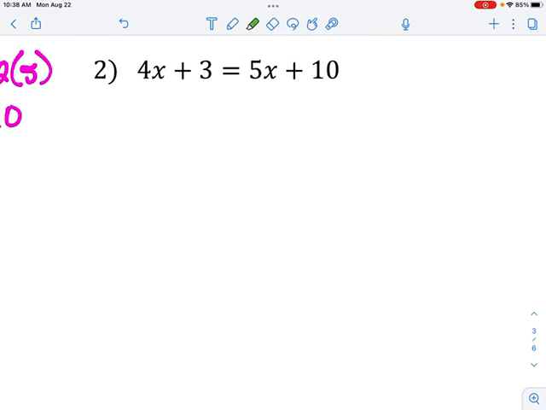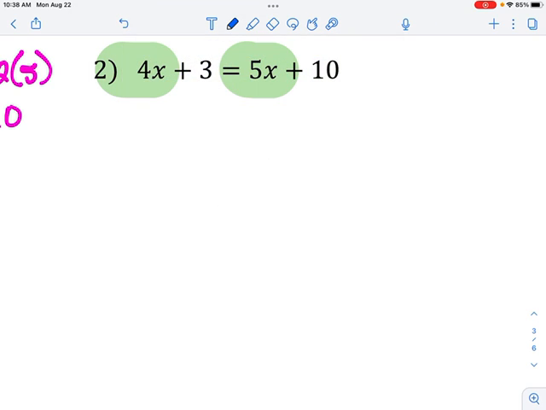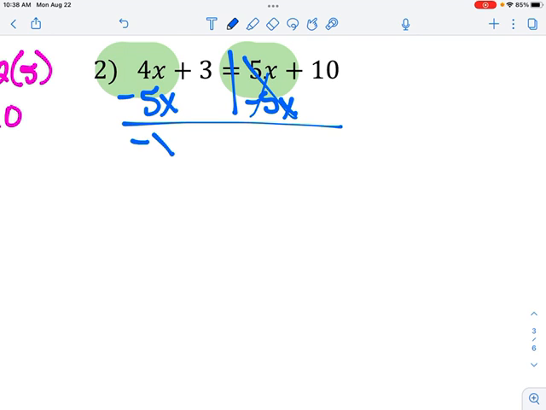So the first thing I notice is I have 4x on one side, I have 5x on the other. So I'm going to start to solve that. There's nothing that can be simplified. So I can sit here and I say, okay, I see it's a positive 5x, so I'm just going to minus 5x from both sides. 4x minus 5x is a negative x plus 3, and that equals 10.